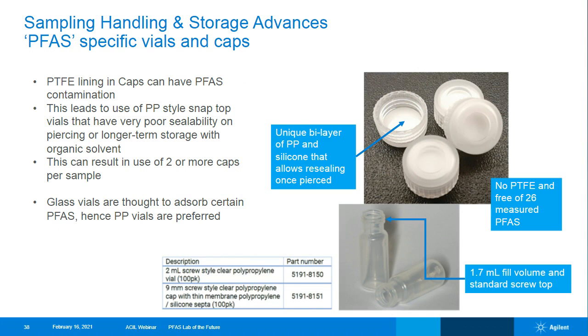So PFAS-specific vials that are available to this lab of the future actually have a unique bilayer of polypropylene and silicone that allows resealing. Why is this critical? Because the PTFE that's present in the liners of the caps can potentially have some PFAS as contamination. And so to avoid that, most labs would use just a polypropylene cap, and once that is punctured, there's no way to reseal it, which means you could actually have loss of solvent and loss of sample with time, and that typically means labs have to use 2 or more caps per sample for longer term storage. So just using this unique resealing cap means you actually save, potentially halving or even more than that, the number of vials and caps that are used in the lab for sample prep and analysis as well.